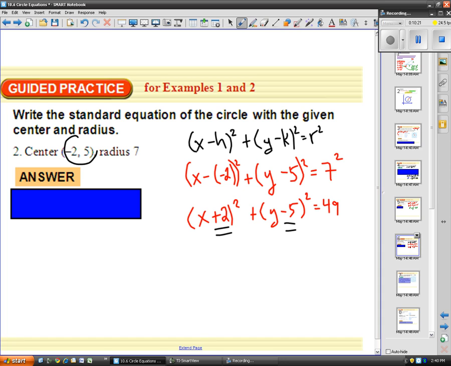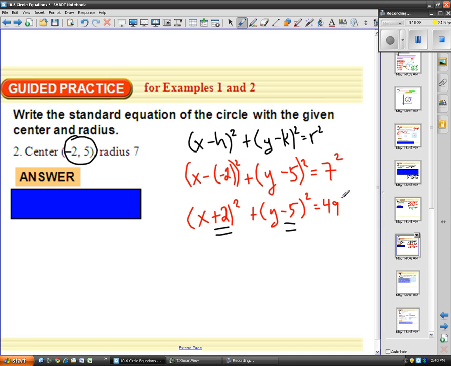So if I give you an equation and ask you to tell me what the center is, then you look at these points. This value with the x is the x value, but you got to switch the sign, as you can see over here. And the same thing with the y value. The negative 5, well, it's really positive 5. The 7, you just take the square root of that number and you'd find the radius.